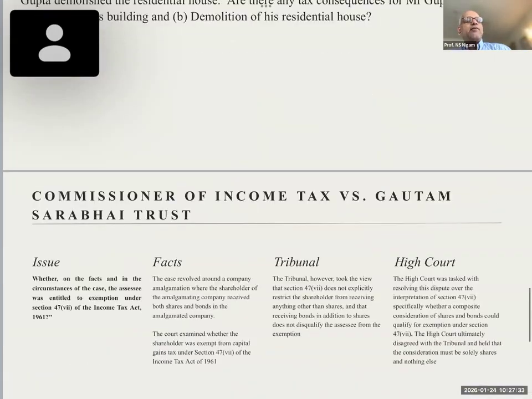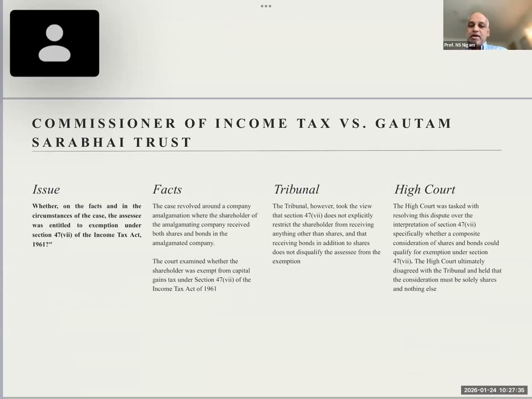Friends, this is where I want you to do some thinking. In this case, I've given you the issues, the facts, what the tribunal said, what the High Court said. It will not make sense to you unless you actually read the case. As I said, the NLS courses here are designed for you to read the case and try to debate the merits of the case with me. This is what I want you to do for the next 10 minutes.